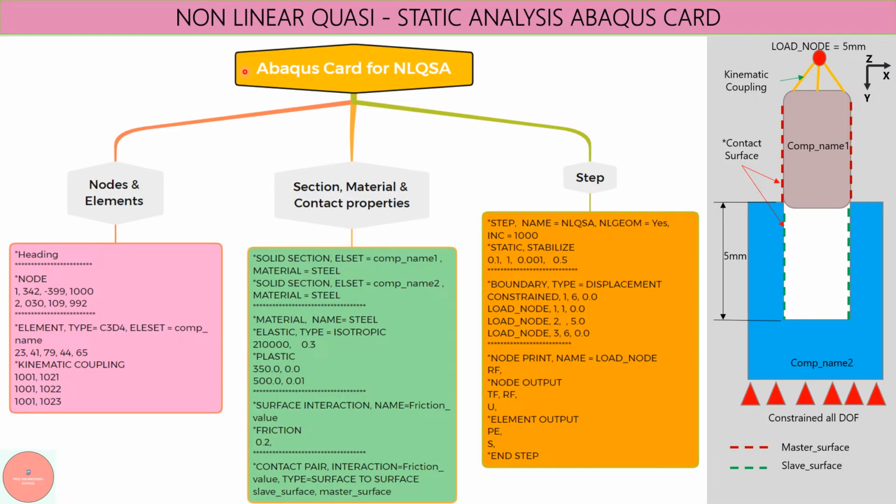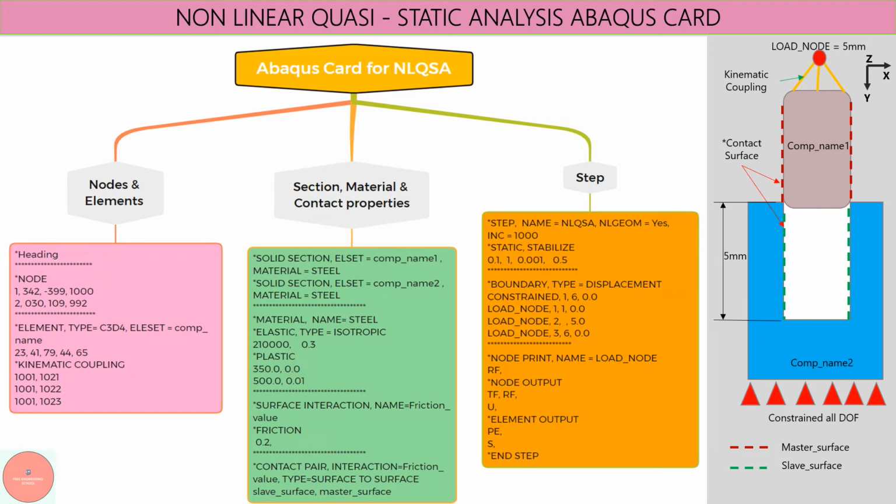Here we'll discuss the input file for non-linear quasi-static analysis. I have taken an example of a fitting process. Component 1 will come and fit into component 2 with an imposed displacement of 5 mm. In the nodes and elements section, along with the star node and star element sections, we have added star kinematic coupling, which helps us to impose the displacement. And in the material and contact properties section, there are two solid sections with steel properties, and we'll have material non-linearity as well.